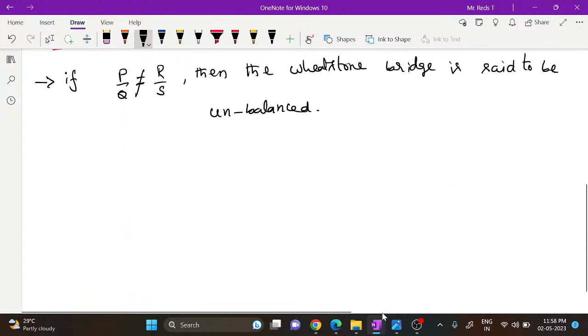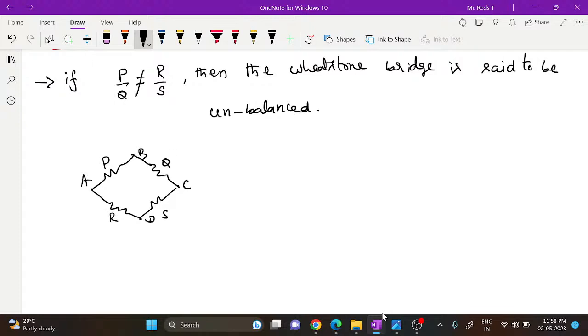But if this happens, you can draw the diagram like this. This is A, it is C, and somewhere here is B and D. Let us mark one resistor here, another resistor here, another, another: P, Q, R, S. If these are balanced, no current passes through the galvanometer, so we can remove it.